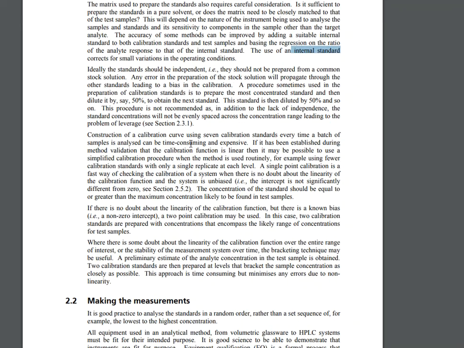Here it says construction of the cal curve using 7 standards can be time-consuming and expensive. Remember, they pay you for your time. The more and quicker that you can process samples, the better off the company's going to be, because they don't have to waste money paying you to do the same job over and over and over.